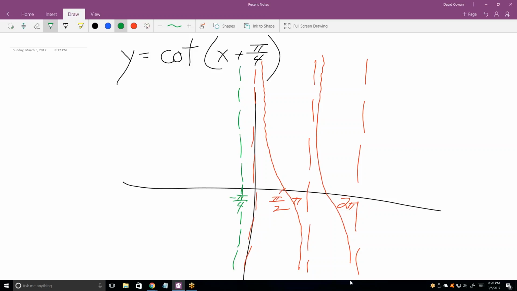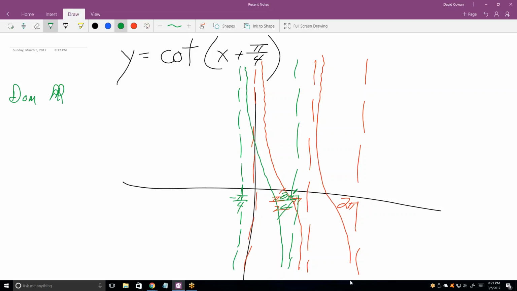And what's the next vertical asymptote going to go through? 3 pi over 4. Yeah, right there. And then the curve's going to look like this. So, let's talk about domain. They wanted to know the domain. Well, what is it? All real numbers except k pi over 4.